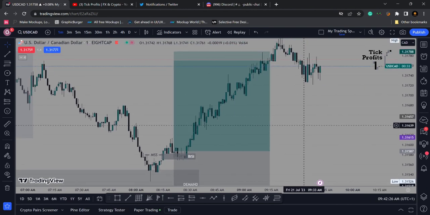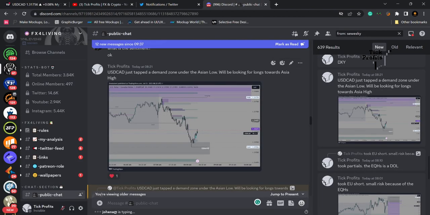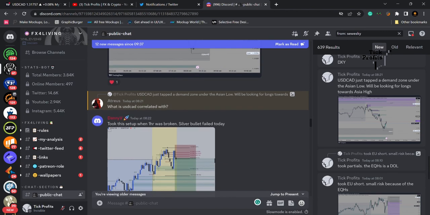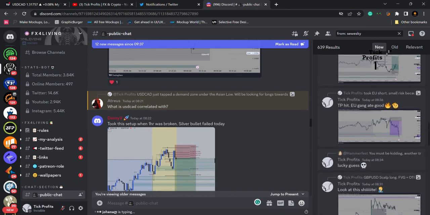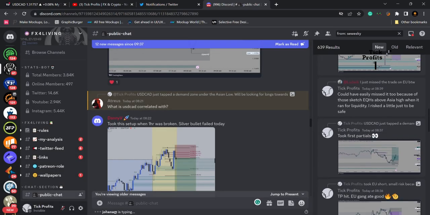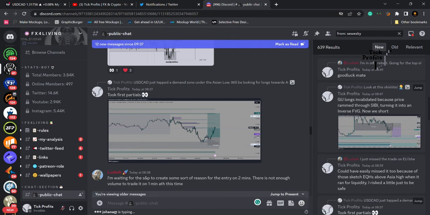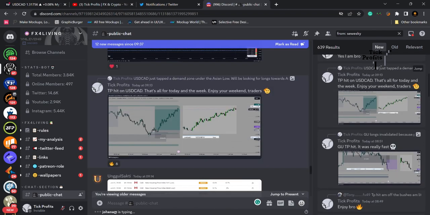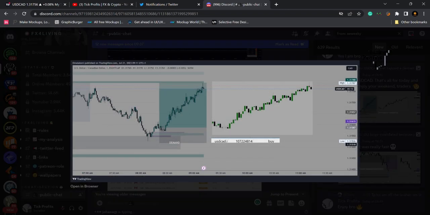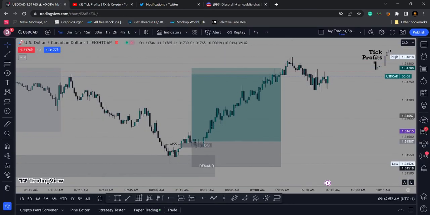So that's the trade for today, and a lot of people in the Discord loved the trade, and everybody made some good money on the trade. So that's the breakdown for the trades for today.